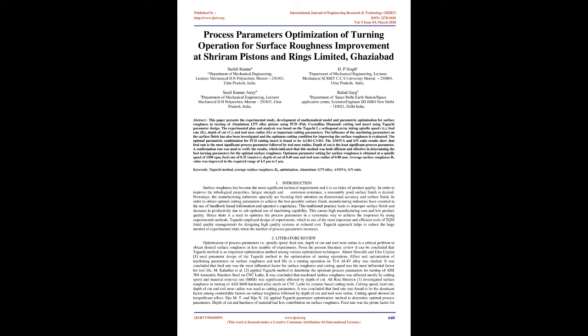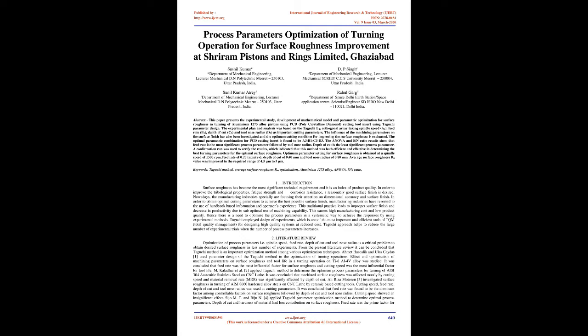The influence of the machining parameters on the surface finish has also been investigated and the optimum cutting condition for improving the surface roughness is evaluated. The optimal parametric combination for PCD cutting insert is found to be A3B1C3D3. The ANOVA and S/N ratio results show that feed rate is the most significant process parameter followed by tool nose radius. Depth of cut is the least significant process parameter.